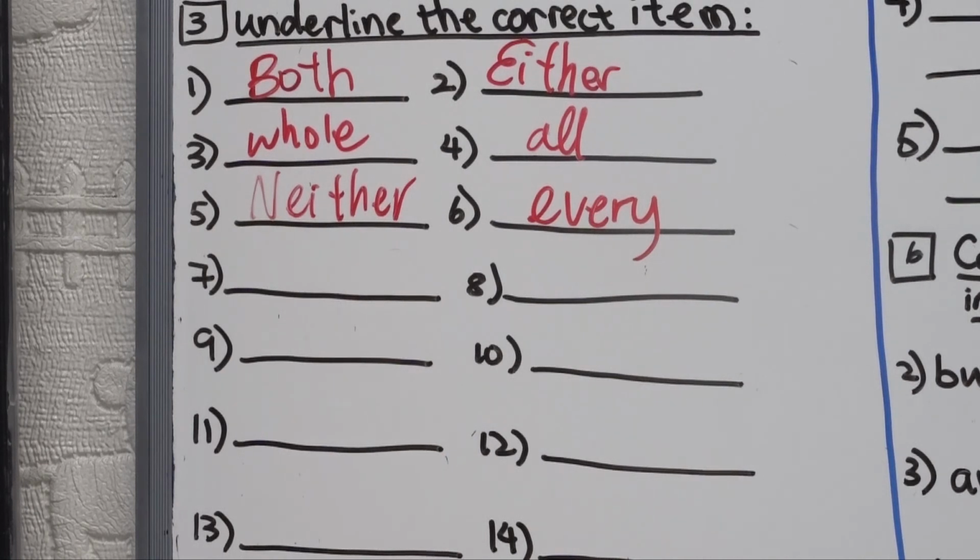Number 7. None or each of the people he contacted were interested. Each of the people he contacted were interested, or none of the people he contacted were interested. So each here doesn't work. It should be none.